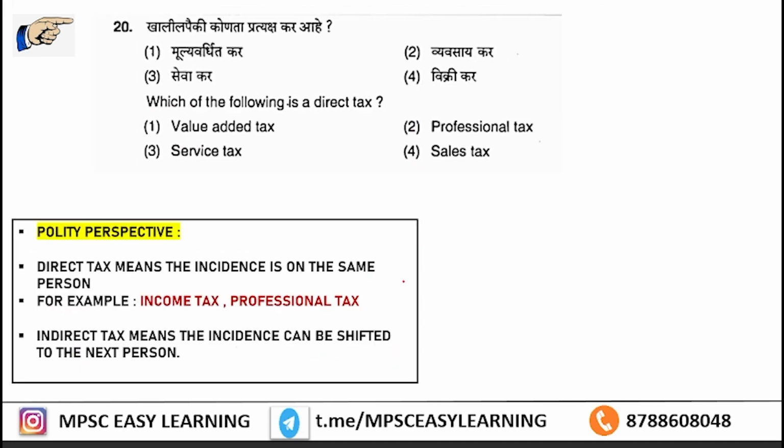Okay. Next one, which of the following is a direct tax? VAT, that is value added tax, professional tax, service tax, sales tax. What is the answer? Your answer is professional tax, a direct tax. What exactly does direct tax mean? Direct tax means the incidence is on the same person. For example, income tax and professional tax. And in indirect tax, the incidence can be shifted to the next person.